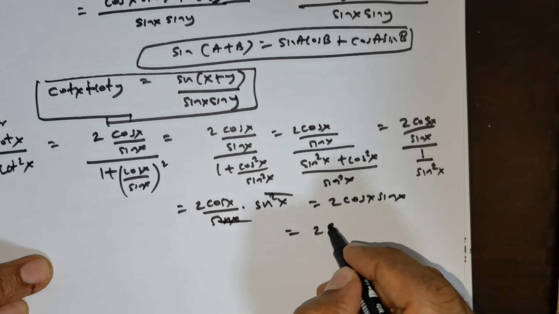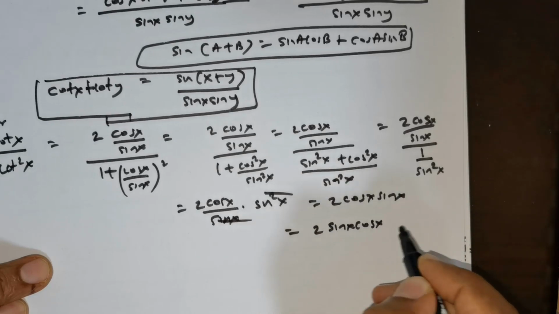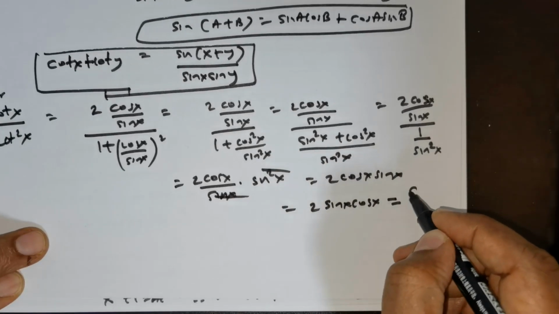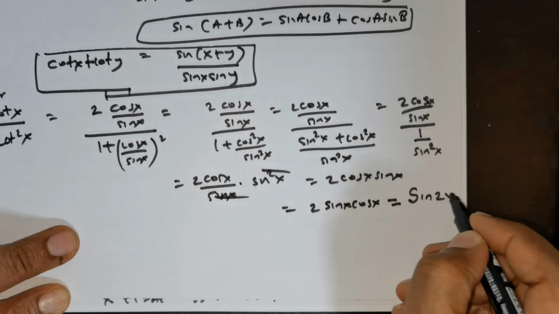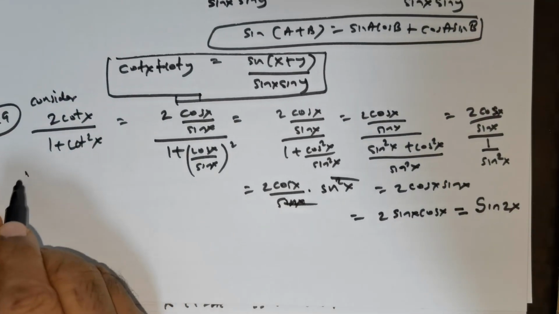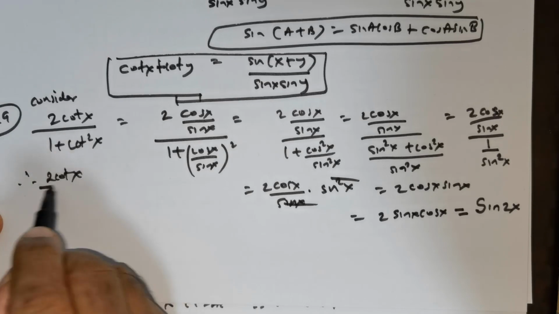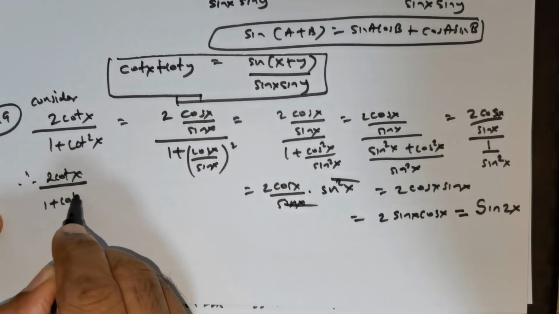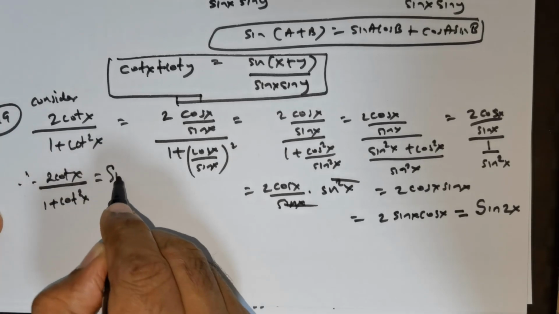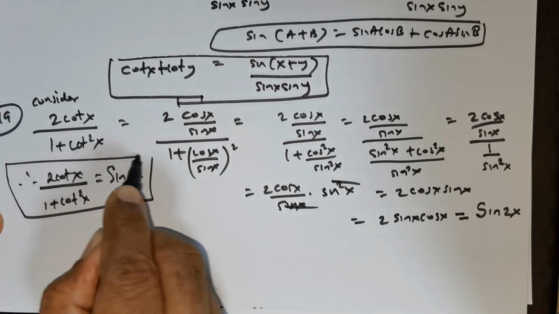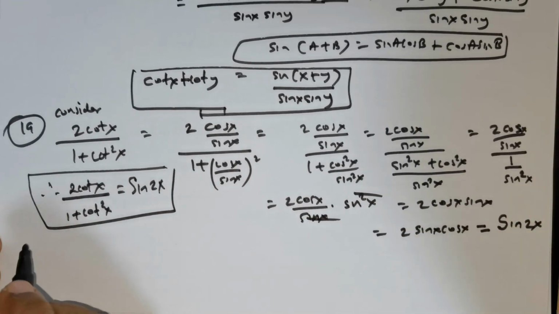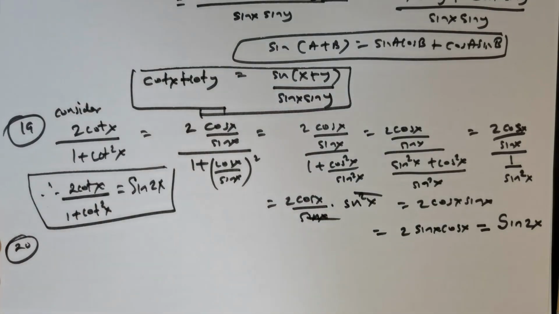I can rewrite this as 2 times sin x cos x, which will give us the all important formula sin 2x. So therefore we have an identity: 2 times cot x over 1 plus cos squared x is equal to sin 2x. So that is question number 19. We'll move on to question number 20.